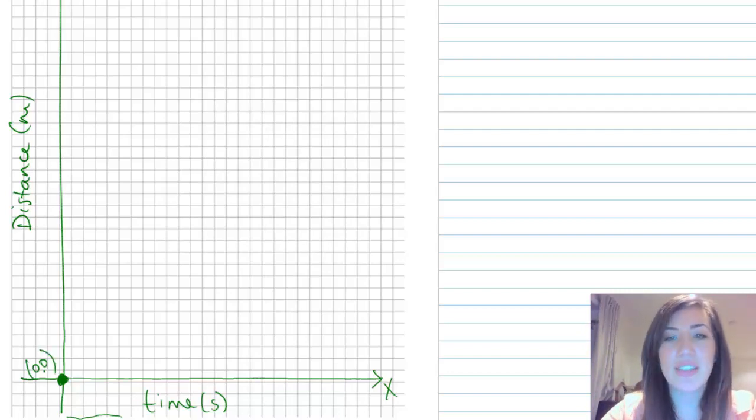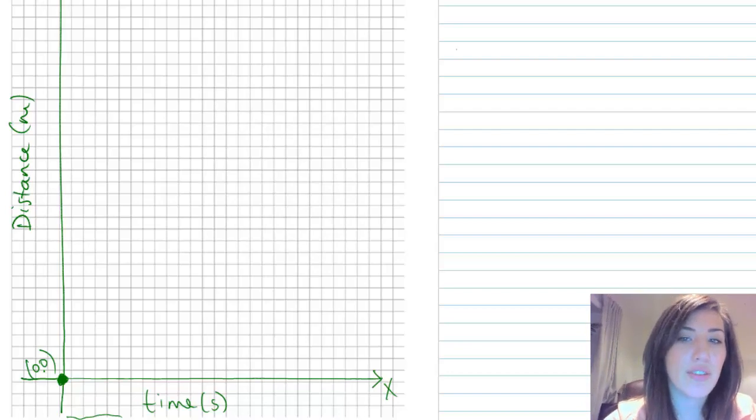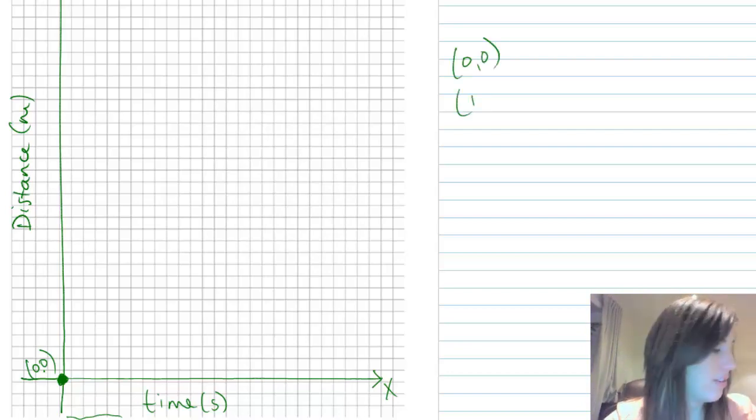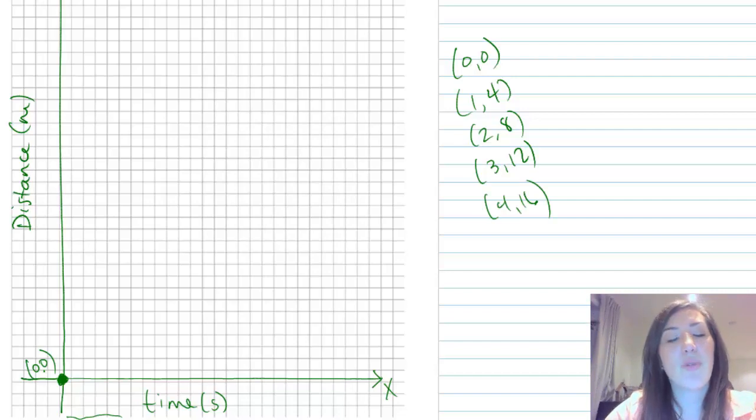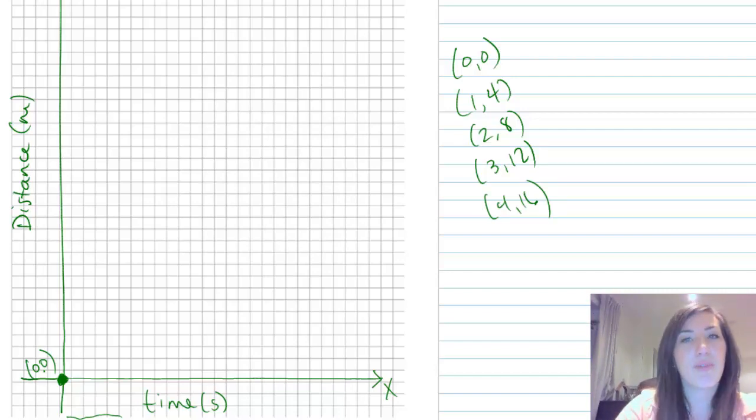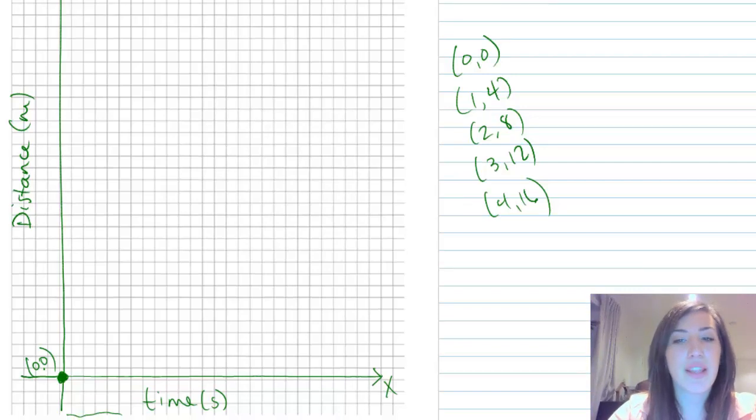Now, we need to look at our points. We have 0, 0. We have 1, 4, 2, 8, 3, 12, and 4, 16. So we need to look at these points and graph them, but in order to graph them, we need to have numbers on our number line. So let's look at how we can spread this out.